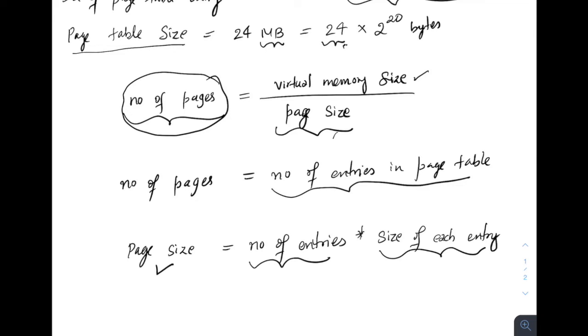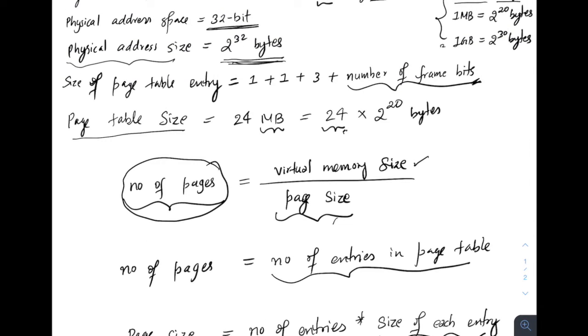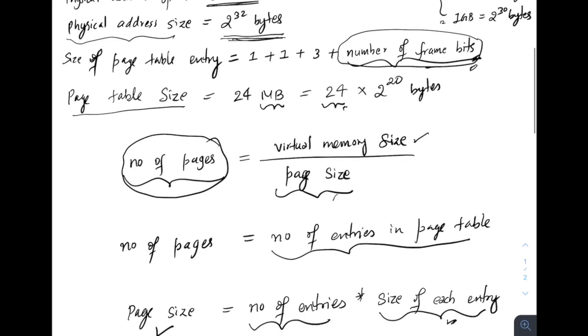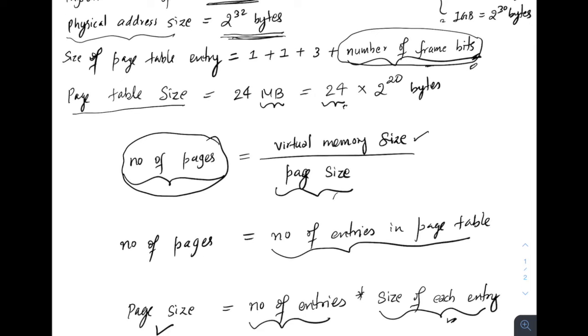Page size is also given, and for this some context is given. If you see the context, it's given the size of the page table entry is 1 plus 1 plus 3 plus this thing. If you can find this, the number of frame bits, we can find the size of the page table entry. So let's try to find this, because if we know the size of the entry, we can find the number of entries. Our aim should be to find this, then we can substitute, keep on moving up, right?